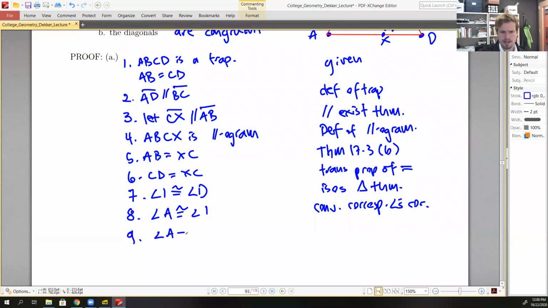Angle A is congruent to angle D, and this is by the transitive property of congruence. Excellent. And again, that's exactly what we were hoping to show. So we're done.